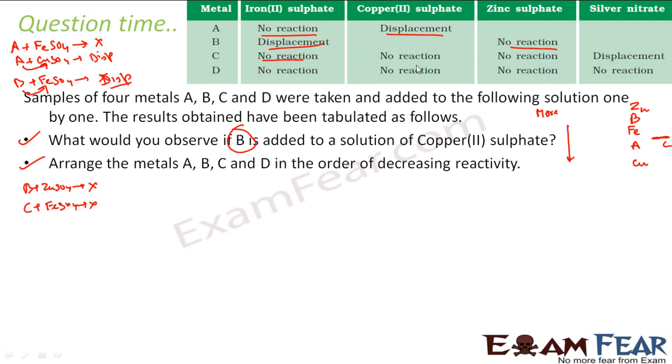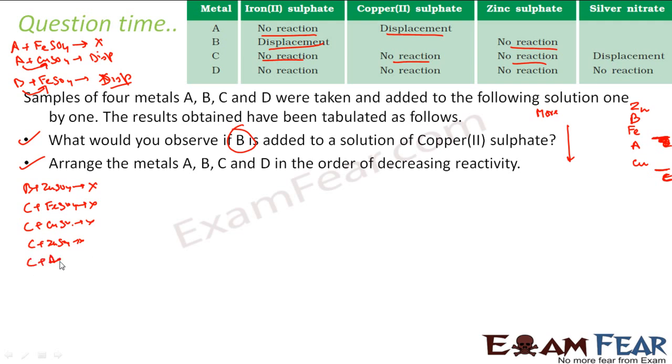So C is there. C with copper sulfate, no reaction. So that means C should be somewhere below copper, right? We don't know, because C is not even reacting with copper. So C is somewhere below copper. C with zinc sulfate, no reaction. That is, C is below zinc. C is already below zinc, so no need to worry. But we don't know the correct position of C, right?